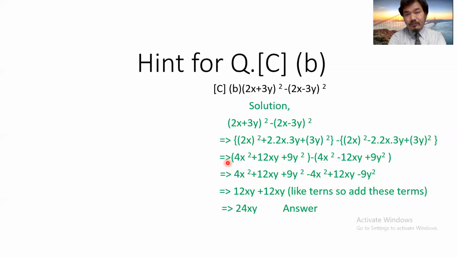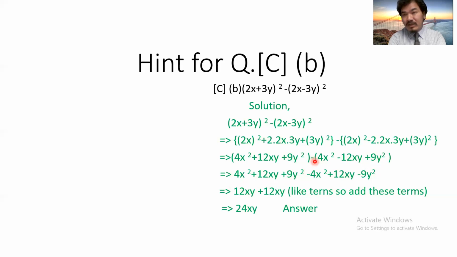Now if you open this, 2x whole square will be 4x square, plus 2 into 2 into 3, 2 fours are 4, 4 threes are 12, 12xy, and plus 3y whole square means 9y square. Here also there is minus. Write all these terms in a small bracket. It will be 4x square minus 12xy plus 9y square. Write all these terms here, then minus, as I told you, is the value of this bracket.